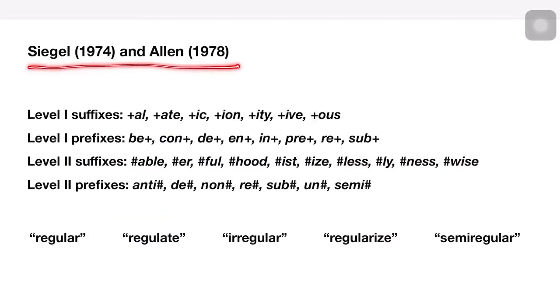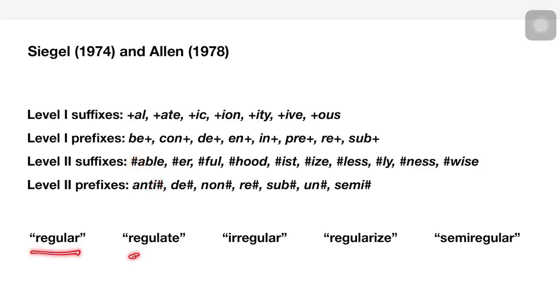According to Siegel and Allen, the suffixes and prefixes in English can be classified into two levels, level 1 and level 2. What might capture your attention should be the plus and hash signs. The first indicates that the affixes can be added to both words and bound roots, while the latter indicates that the affixes can be only added to words. Let's take a look at some examples.